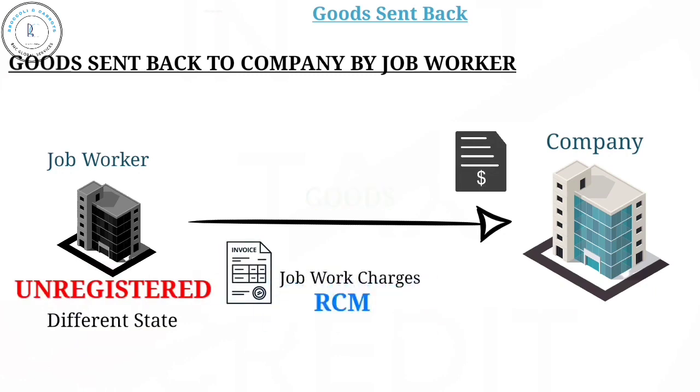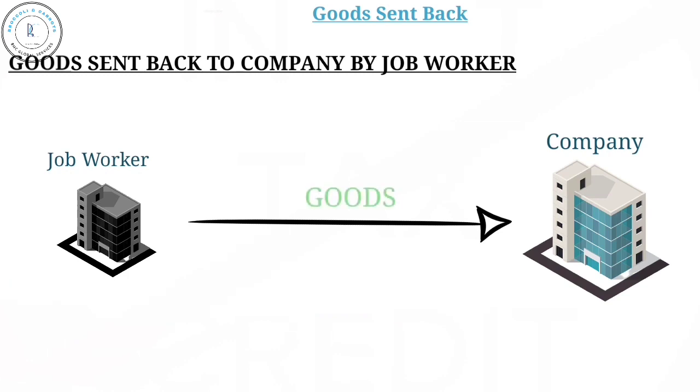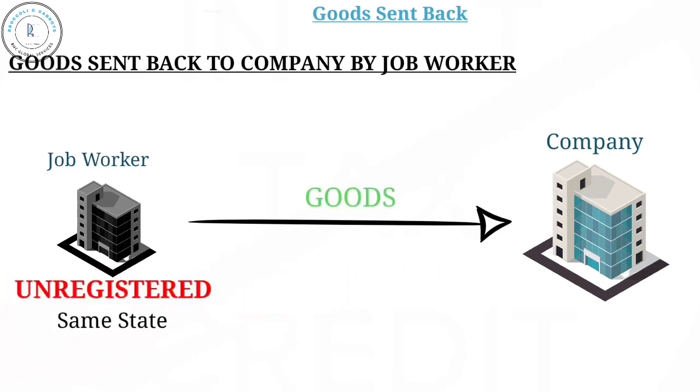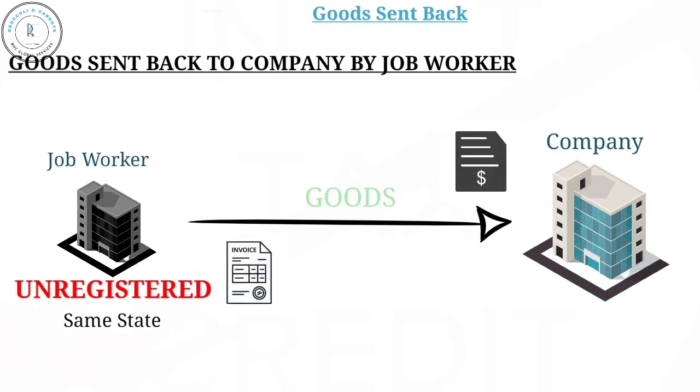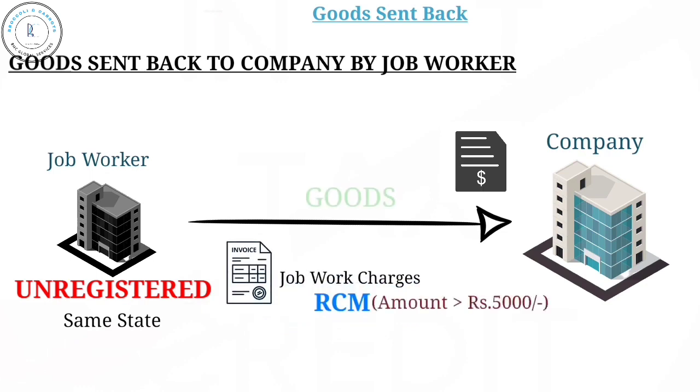RCM will be applicable on job work charges if the job worker is unregistered, in the same state. Documents: original delivery challan, and invoice from the job worker for job work charges. RCM will be applicable on job work charges if the amount involved is more than 5,000 rupees.